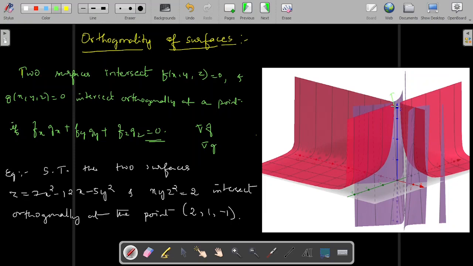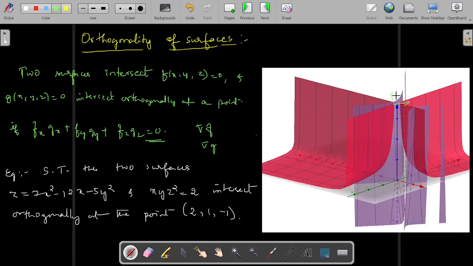So suppose these are the given two surfaces, they intersect at a point, and at that point you have to draw the normal to the first surface, then draw the normal to the second surface. If somewhere over here these two normals are perpendicular to each other, then we say that the surfaces are perpendicular at that particular point.